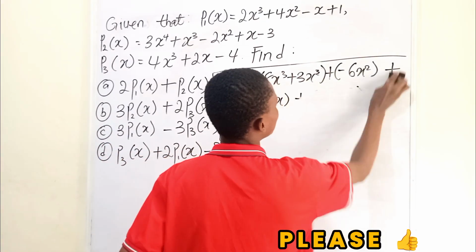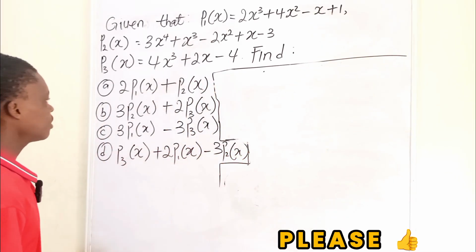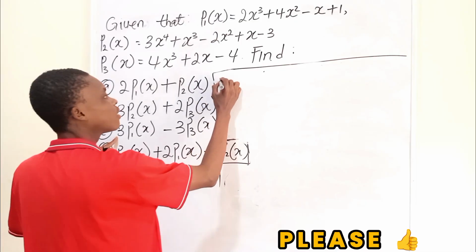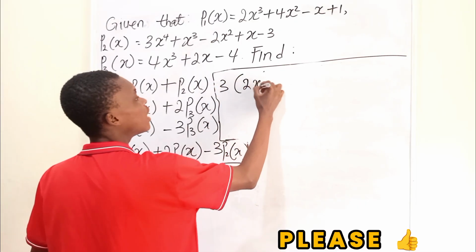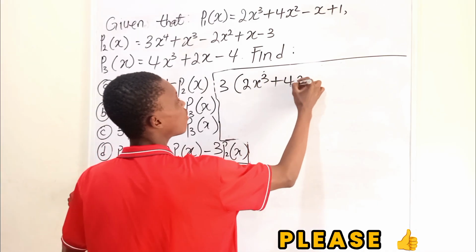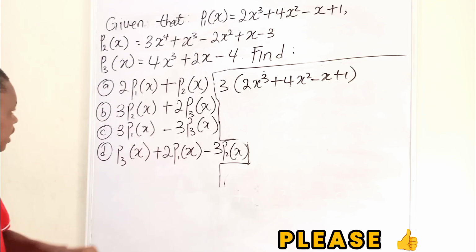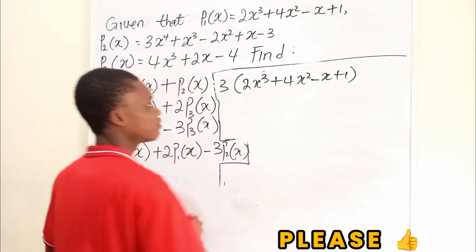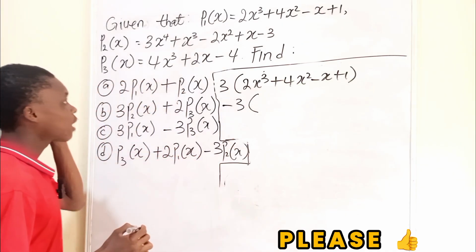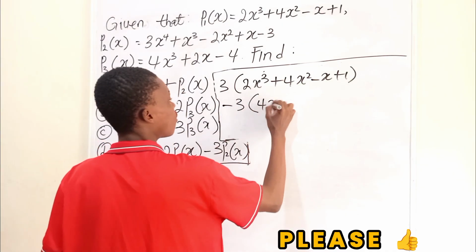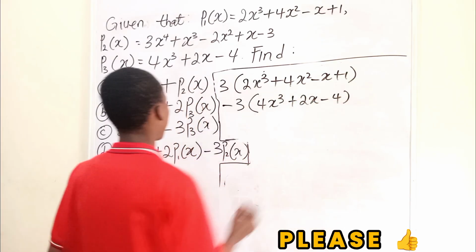All right, so let's take the next one, the C. First of all, we have 3. Open your bracket. Our P1 is what? P1 is 2x cubed plus 4x squared minus x plus 1. That's the first step. Now the next step is what? We have negative 3. So negative 3, open your bracket. Our P3 is what? 4x cubed plus 2x minus 4.